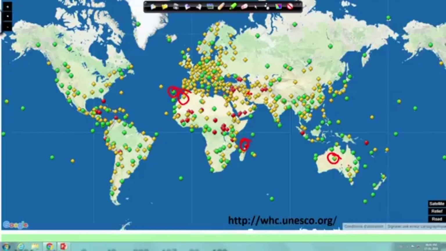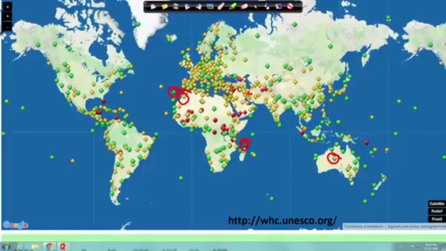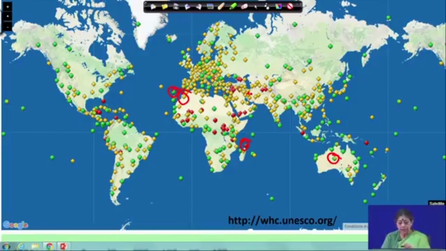Now, these different colors show different categories. The yellow are the cultural heritage sites, the green are the natural heritage sites, and half green and half yellow is the mixed site. And what are the reds? The reds are the sites which are listed as danger sites, the World Heritage in Danger. So, we will talk about all of them and what the criteria and other things are.